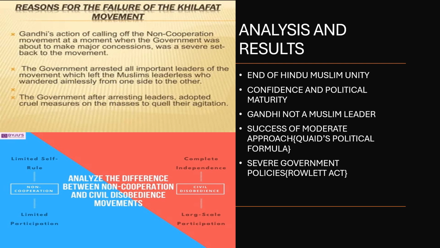The end of Hindu-Muslim unity is marked at the end of the Khilafat movement. Confidence and political maturity was obtained by the Muslims. It was accepted by Muslims that Gandhi was not a Muslim leader. The success of the moderate approach towards politics was now the main relief package for the Muslims, and now Qaid's political formula came into action. And on the government side, the government took severe actions to stop the public, and one example is the Rowlatt Act.